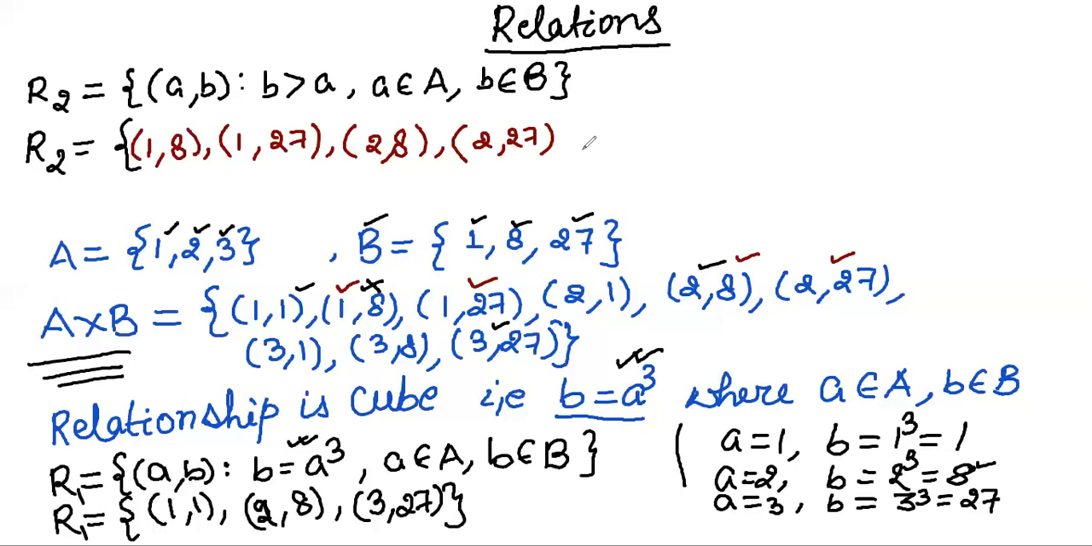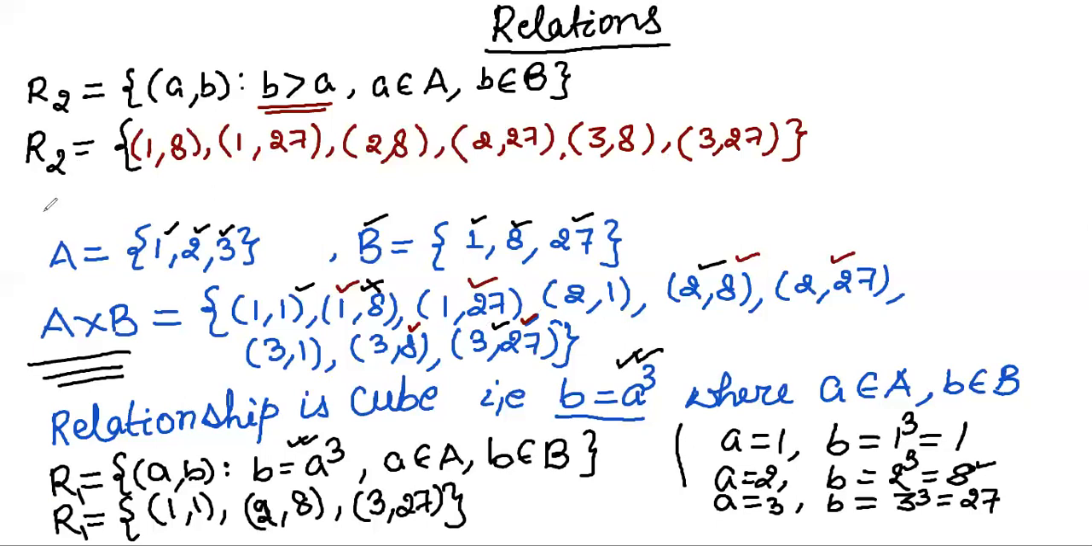So we will write the element, (3, 8). I hope you all are getting it. According to this condition only we are writing elements from where? From the Cartesian product of the sets only. Now a is 3 and b is 27. Again it is under the condition, so (3, 27). So you can see, the second relation R2 we have taken, and the condition we have taken is different. So according to this condition also we have so many elements.